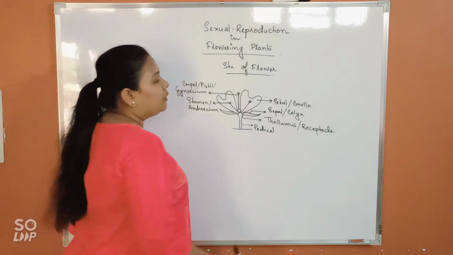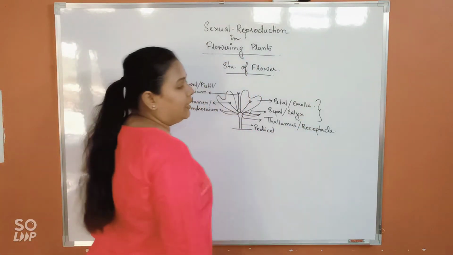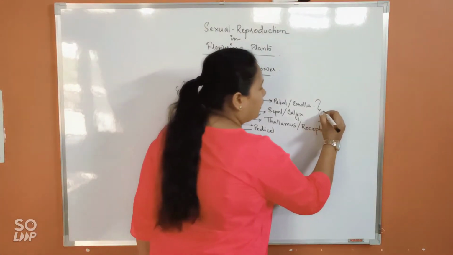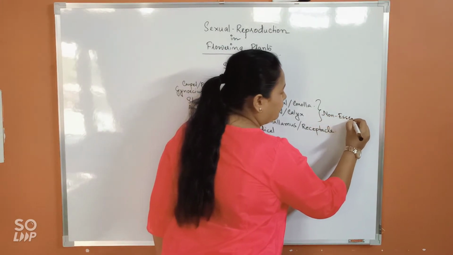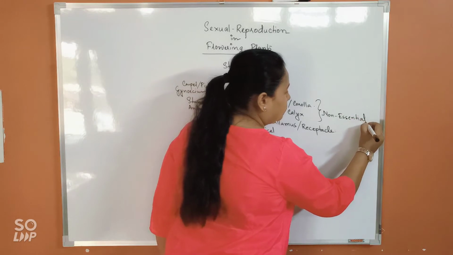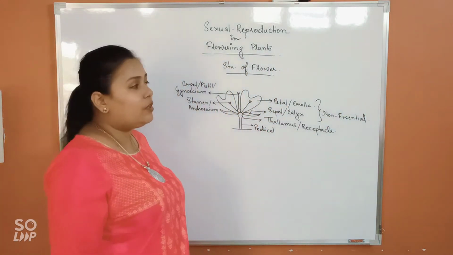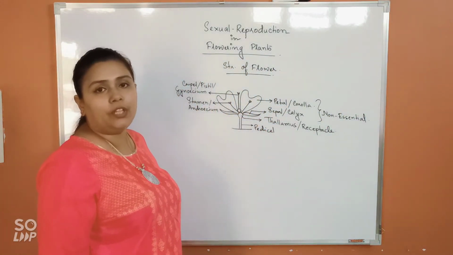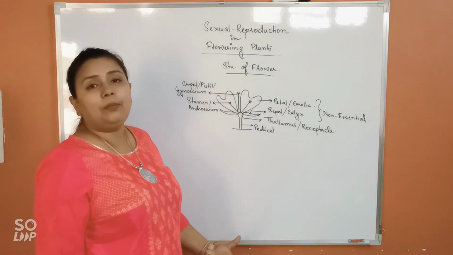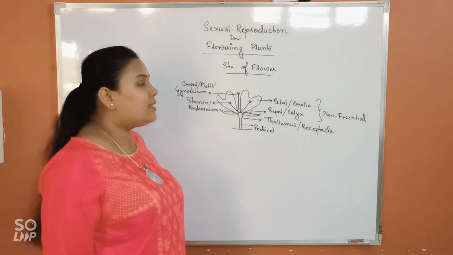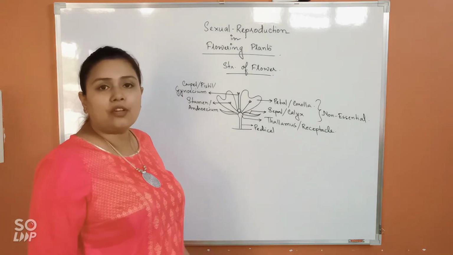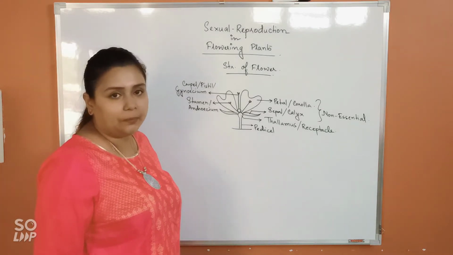Now, sepal and petal are called non-essential parts of the flower because they are not directly involved with gamete formation. They will help in reproduction but they will not produce any gametes as such. Hence they are non-essential, meaning reproduction can happen even without them.